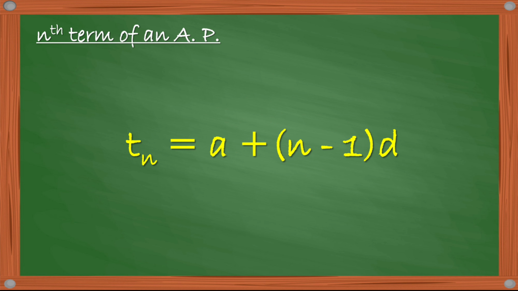So today, let us see the next topic, which is the nth term of an AP, which you all know is denoted by Tn. The formula to find any general term of a given AP is a plus n minus 1 d, where a is your first term, n is the number of the given term, and d is the difference.